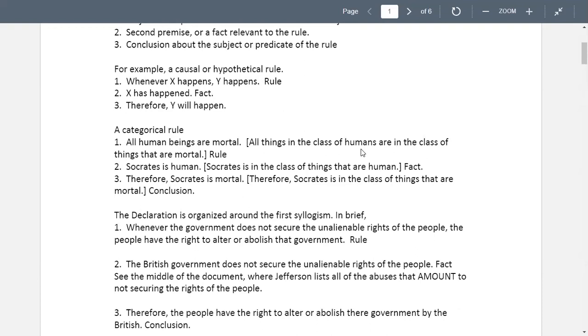So the Declaration of Independence is a document that the founding fathers decided was going to be the announcement to the world that we were no longer going to be subject to the rule of Great Britain. We, meaning the Americans back then.